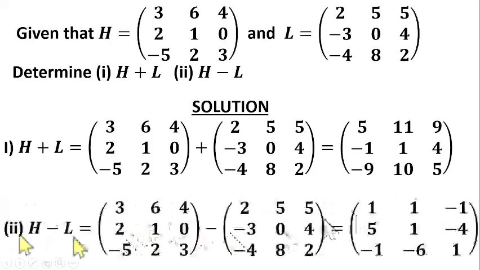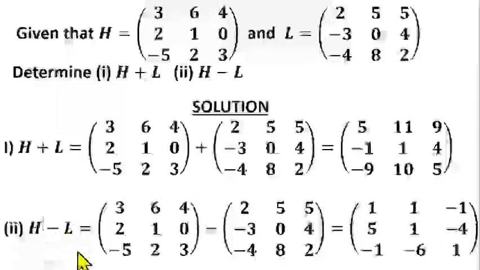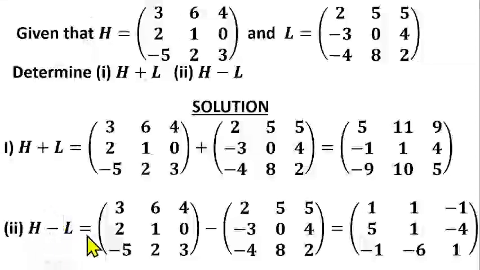Let's see the subtraction part of it. H minus L, matrix H minus matrix L. So we have this matrix H, which is this, minus matrix L, which is this. So how do we subtract? The same way we are going to subtract.